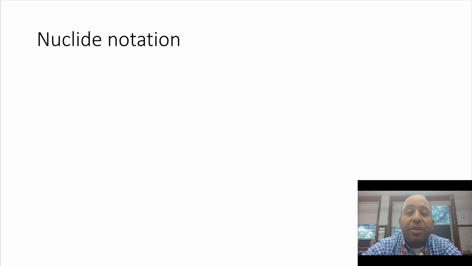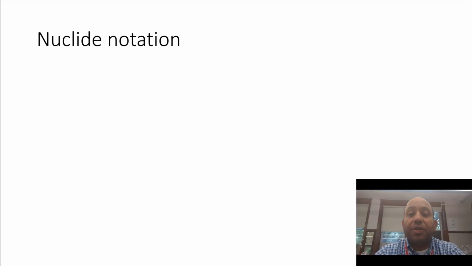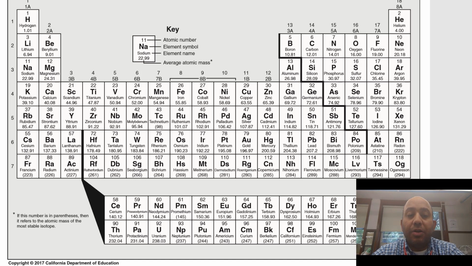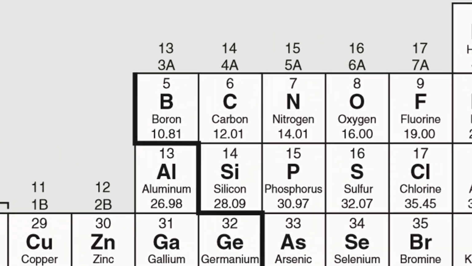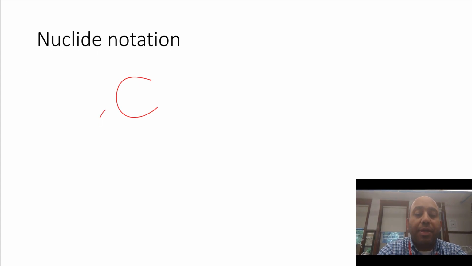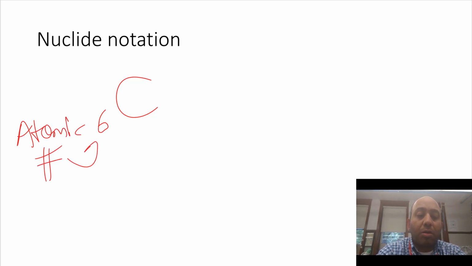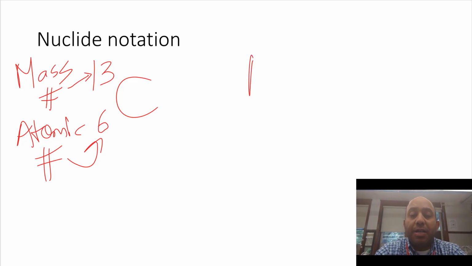So next we're going to talk about how you write the notation for atoms, and this is called nuclide notation. So first we're going to look at our periodic table. I'm going to pull it up here. You took chemistry already, so you realize that you know some of these relationships, and you've looked at this periodic table before. So let's take a look at carbon, which is atomic number 6. If you have the symbol carbon, the number on the bottom is the atomic number, and the number on the top is the mass number. The mass number is equal to the protons plus the neutrons.